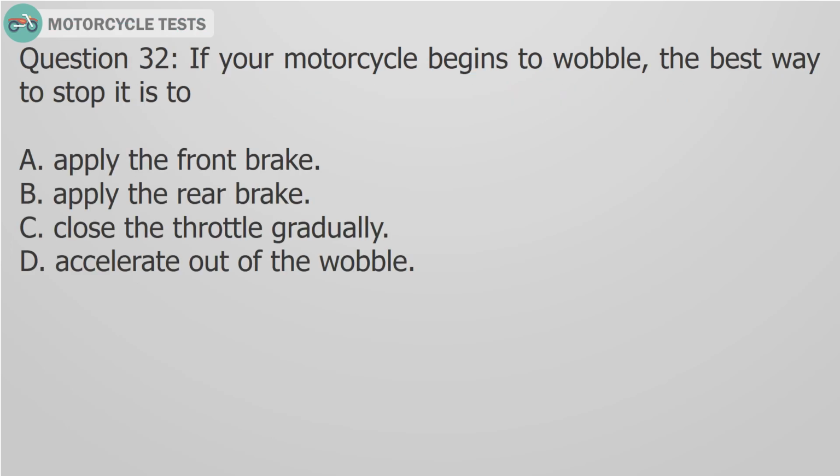Question 32. If your motorcycle begins to wobble, the best way to stop it is to A. Apply the front brake. B. Apply the rear brake. C. Close the throttle gradually. D. Accelerate out of the wobble.